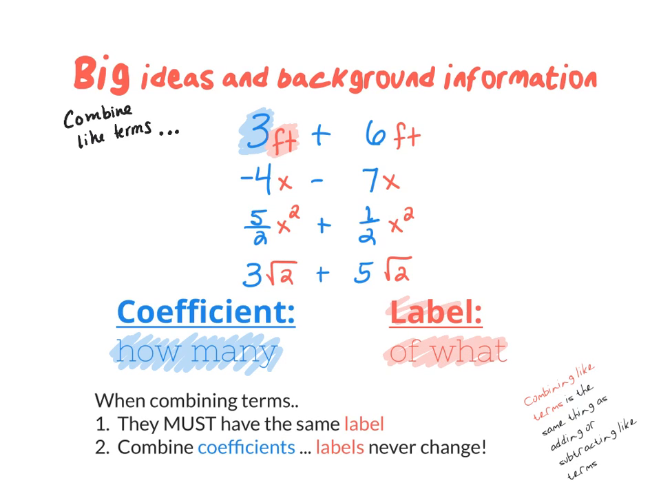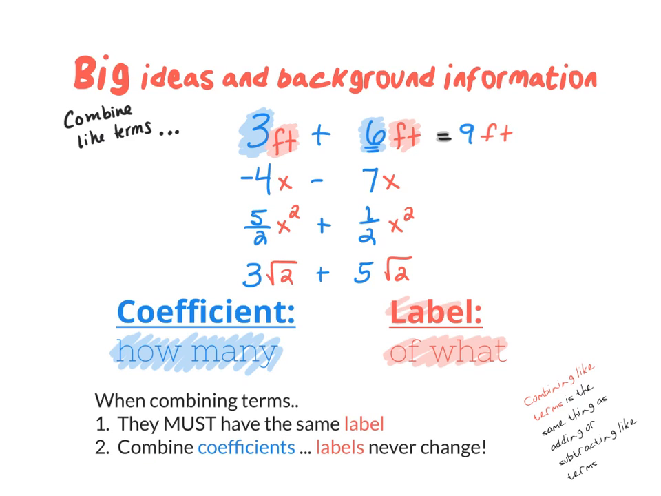So if we look at the first example, here I have 3 feet, and I'm going to add 6 more, right? I have 6 of something, and what do I have 6 of? Well, I have 6 feet. So in the end, I should have 9 total feet. So what that tells us is what I'm summarizing down here. When we combine terms, they have to have the same label. So I could combine 3 feet and 6 feet because they both were indicated with feet.